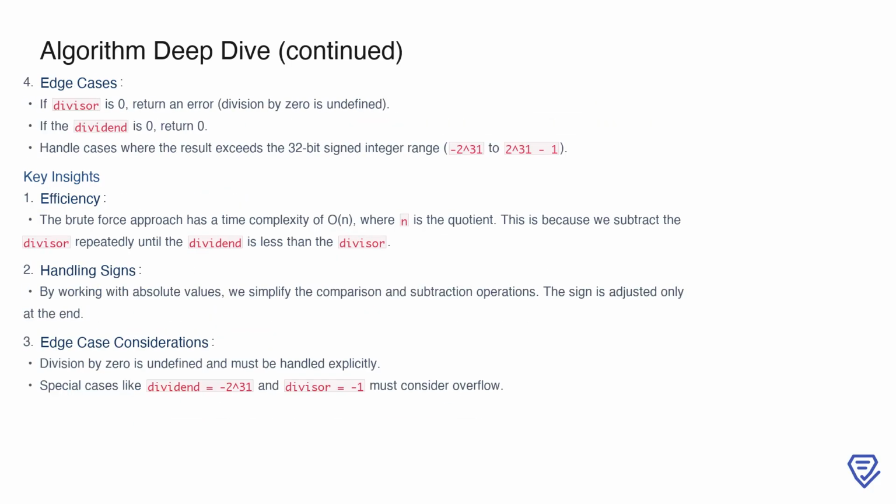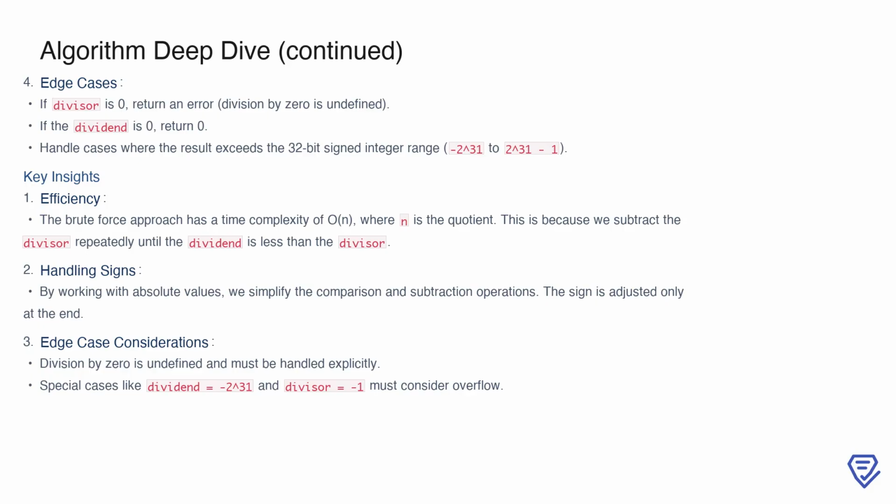Now, let's consider edge cases and the efficiency of this approach. First, if the divisor is 0, we need to handle this explicitly because division by 0 is undefined. Similarly, if the dividend is 0, the result is simply 0. Another important edge case is when the result exceeds the 32-bit signed integer range, which is from -2^31 to 2^31. These overflow scenarios must be addressed to ensure correctness.